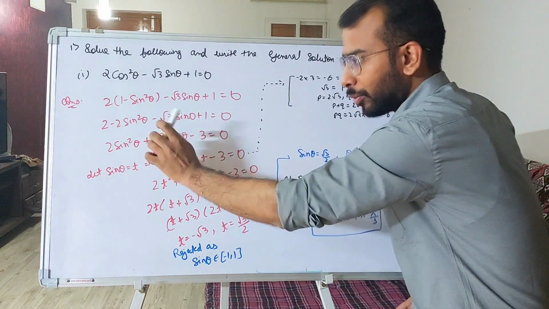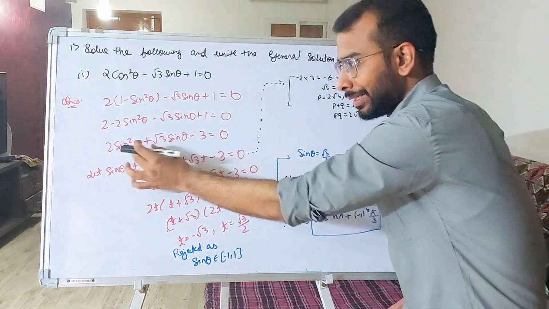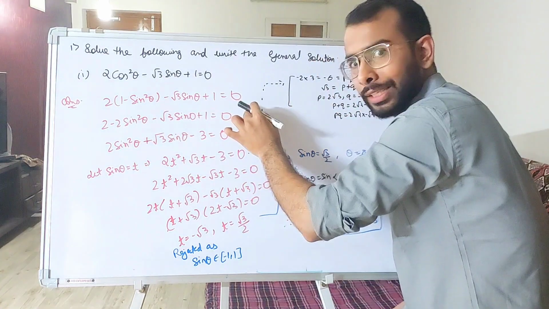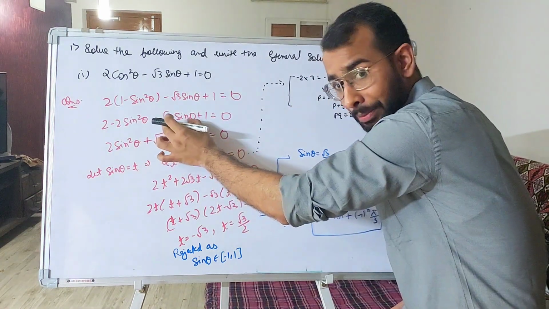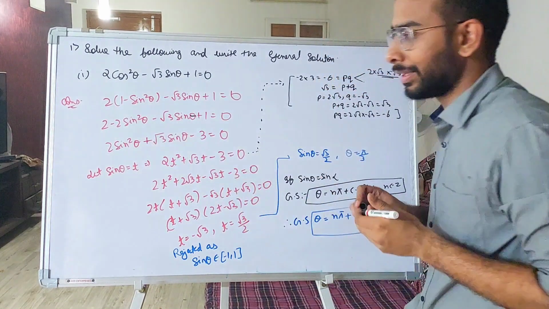Very easy. Now the next step: this is 2 sine square theta, which we'll transpose to the other side. Now 2 plus 1, here it would be 3. On that side, this would be minus 3. Here it is minus root 3 sine theta, which would become plus root 3 sine theta on the other side.